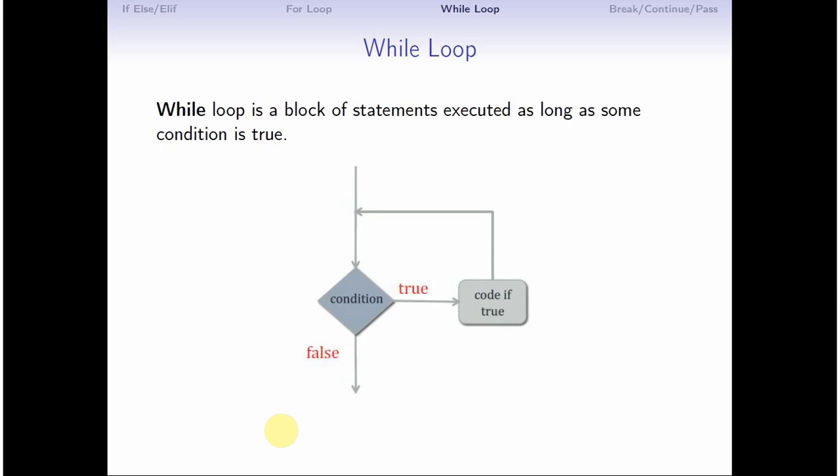Okay, next one is the while loop. A while loop is a block of statements executed as long as some condition is true. It's similar to a for loop, and something like an if-else as well. Just that this one will run continuously as long as the condition is true. So some condition, if it's true, it goes through the code, then goes back again and repeats until one of the repetitions comes out false, then it will stop.